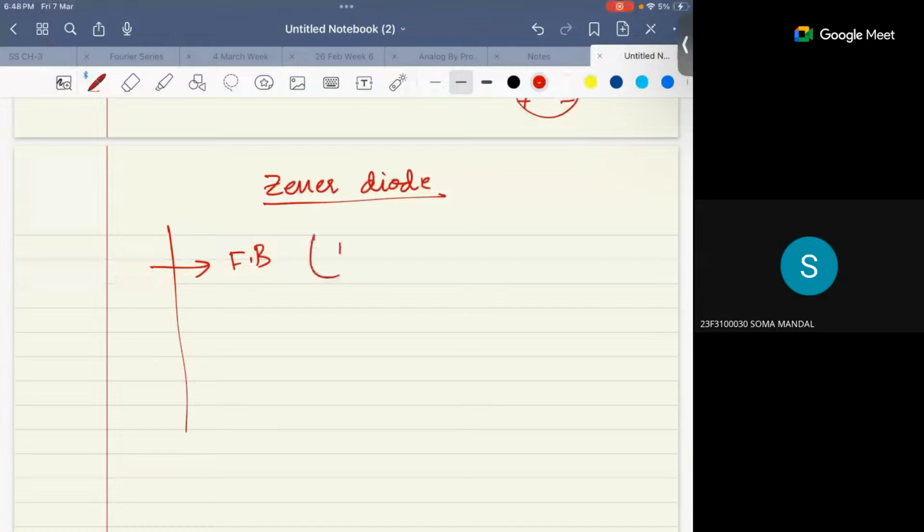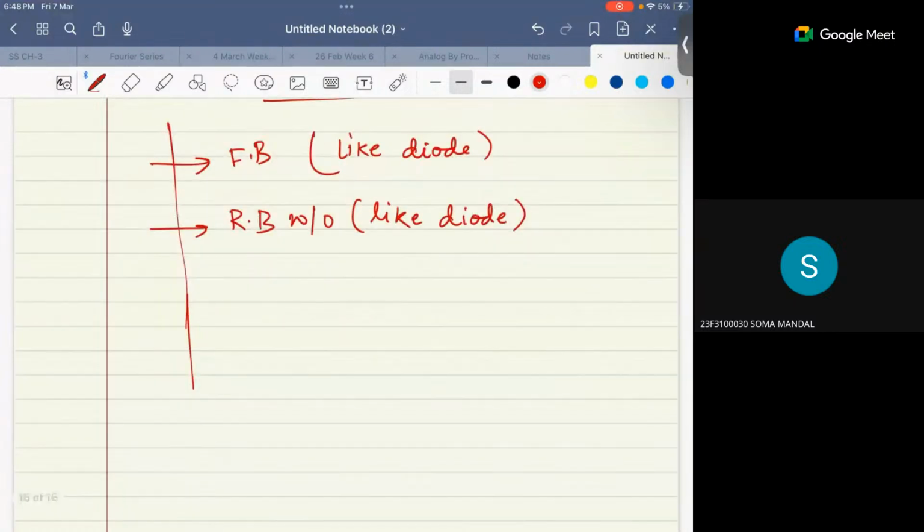It will work in reverse bias without breakdown, if the voltage potential across it is less than the breakdown voltage. For example, if the breakdown voltage is 5 volts and the voltage across this Zener diode is less than 5, then it will behave like a reverse-biased normal diode. The way you deal with a diode, you will deal with the Zener diode also. The only difference is the reverse bias within the breakdown voltage.